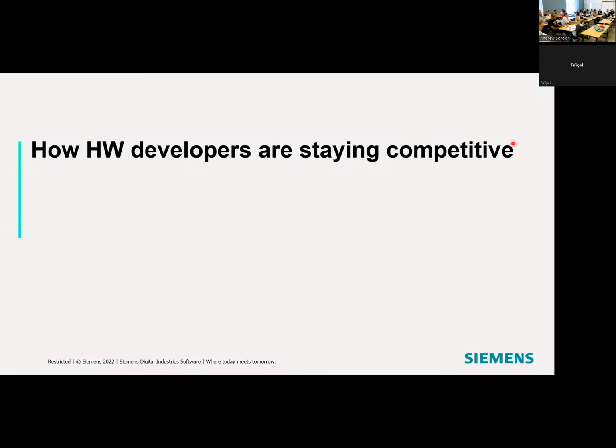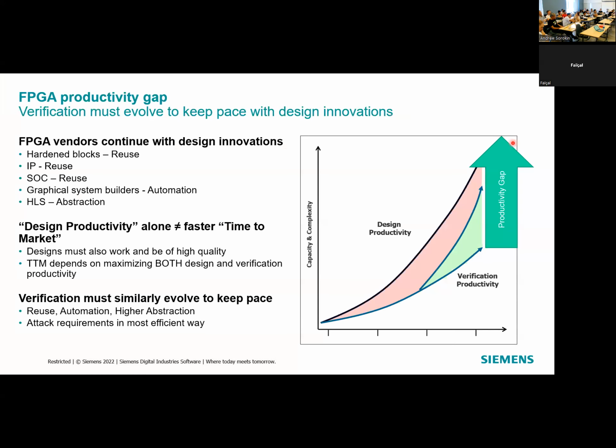So how are hardware developers staying competitive? As the designs get more complex, this drives an exponential increase in verification complexity. Therefore, linear advances in verification effectiveness will not be able to keep up.